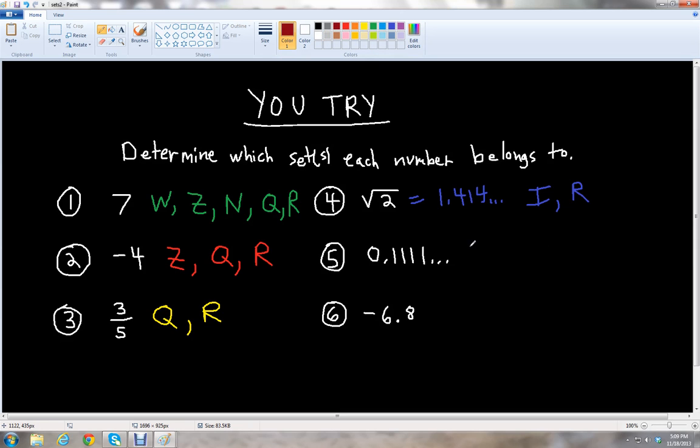Okay, so then number 5 is 0.1111, or a bunch of ones repeated with a line above the 1. So we have a repeated decimal, and we know with decimals it can't be a whole number or integer or natural number, so it has to be either rational or irrational. And we know with repeated decimal values that it's going to be a rational number, and it has to be a real number. So those are the only two sets it belongs to. It's a rational number, real number.